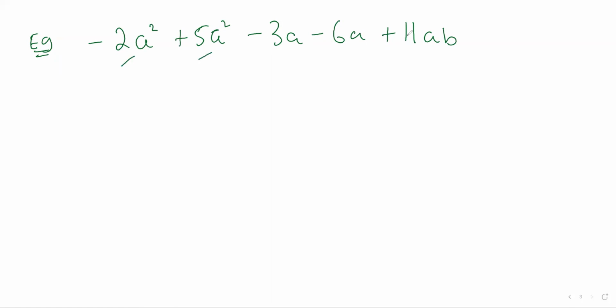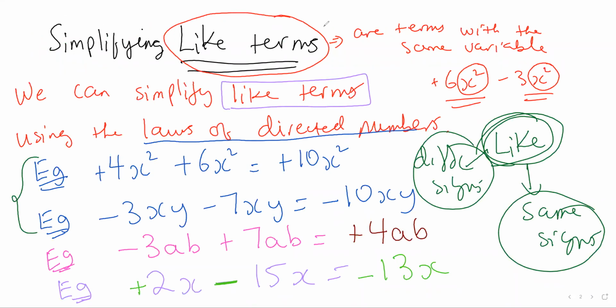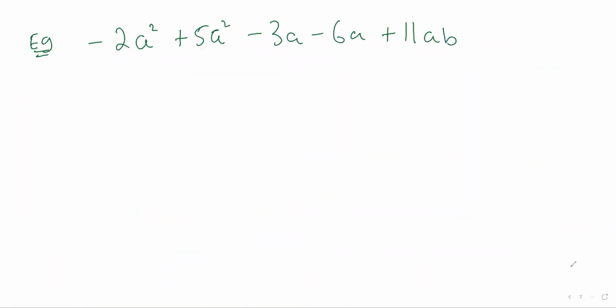So we have here minus 2a squared plus 5a squared minus 3a minus 6a plus 11ab. Watch how many terms there are in this expression here. There are 1, 2, 3, 4, 5 terms here. Again, this falls under the topic simplifying like terms. So in order to simplify the like terms here, we need to identify first if there are any like terms. So take the time. Are there like terms?